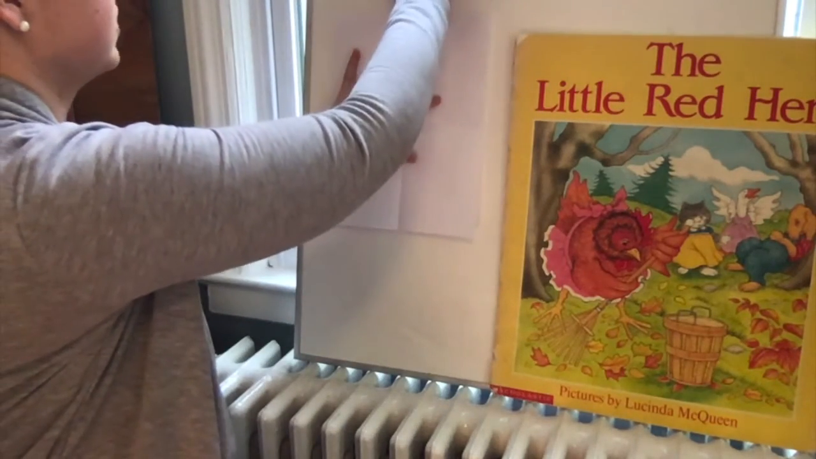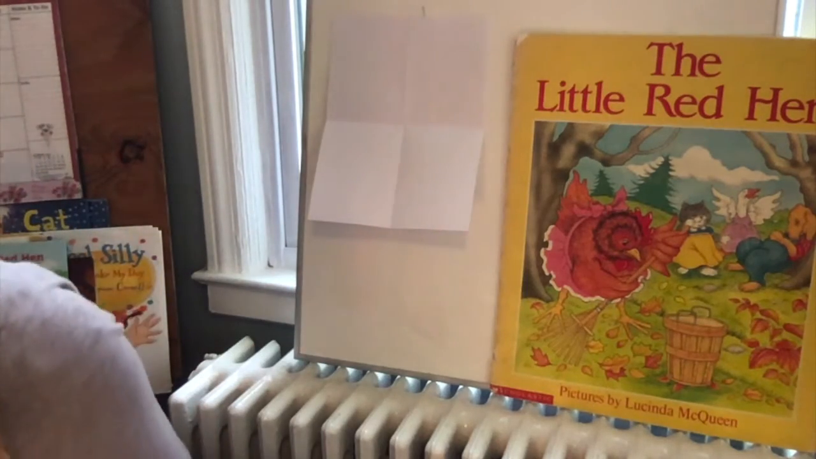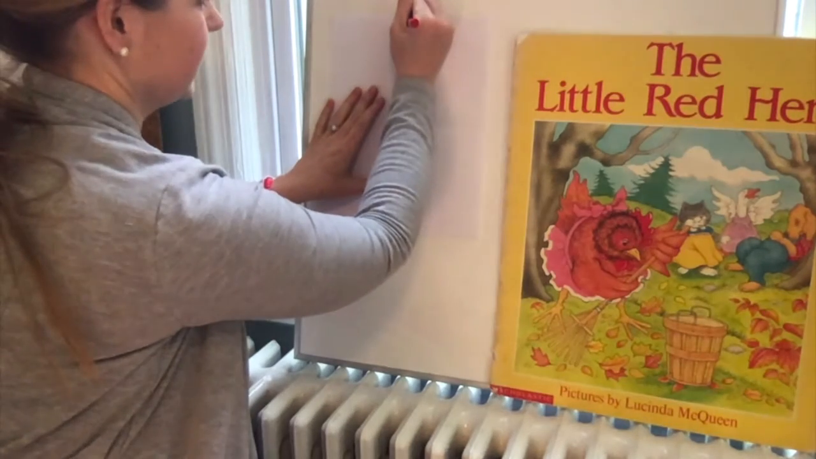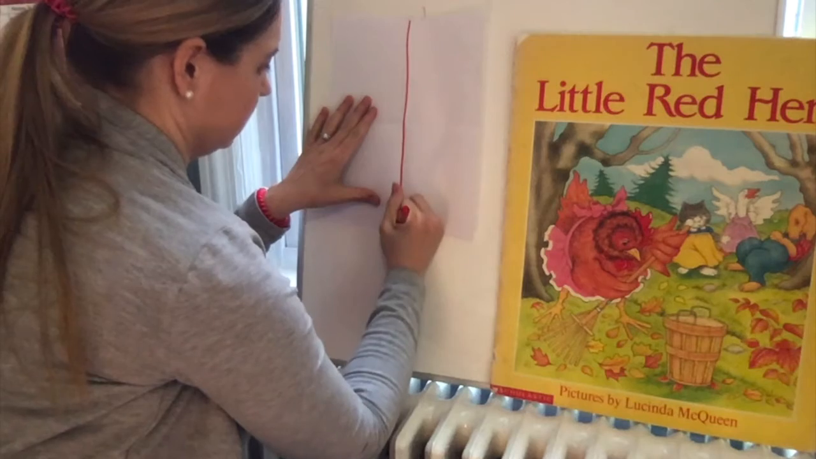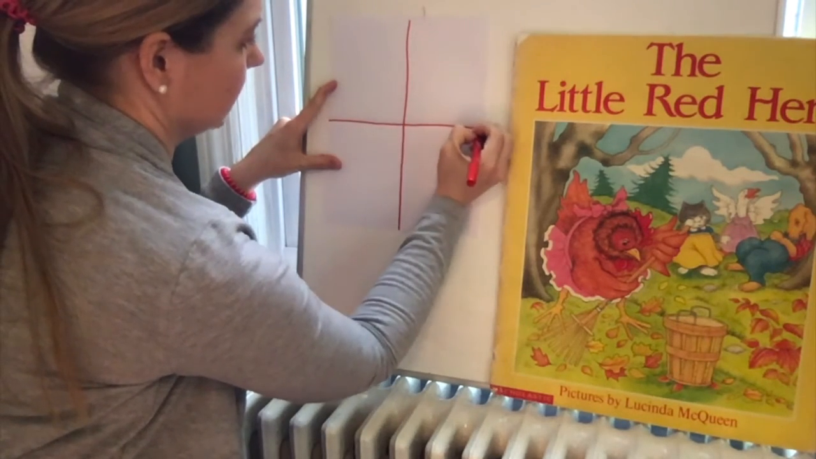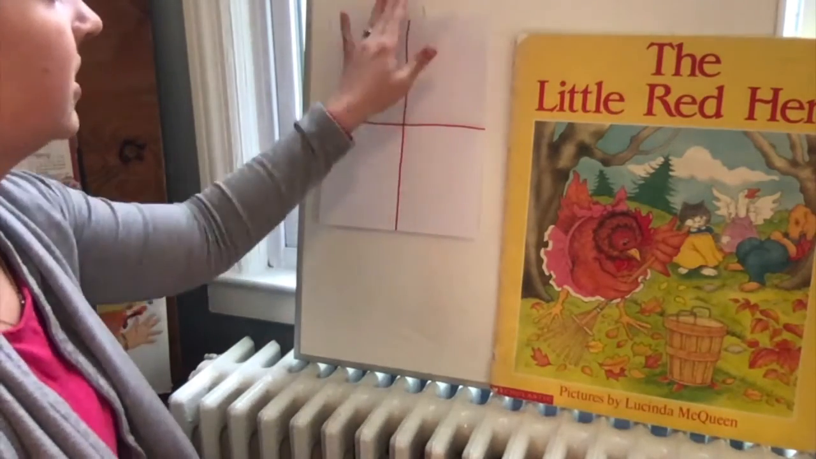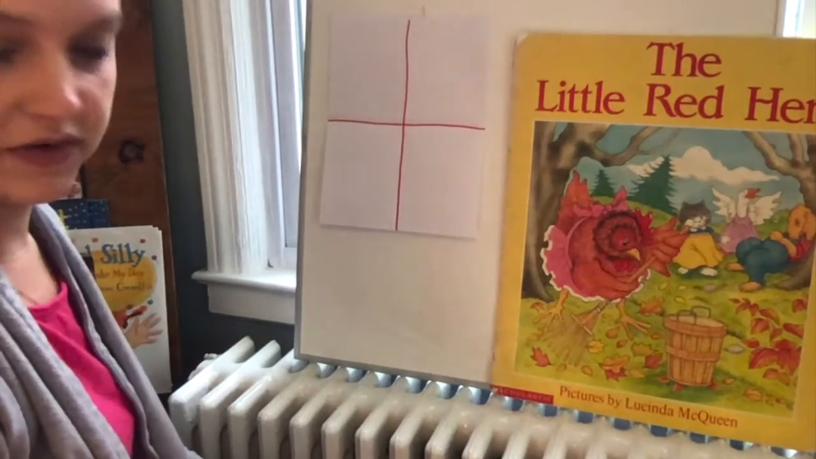The next thing that we're going to do to set up your story map is with your pencil or a marker, whatever you're using at home, we're going to trace over those crease lines like this so we can see where our 4 boxes are, and it kind of looks like we're making a giant lowercase t on our paper. Okay, so go ahead and do that now. Trace over your lines. It doesn't have to be perfect, just do your best.